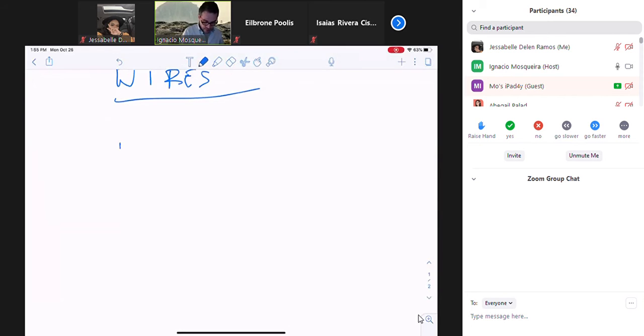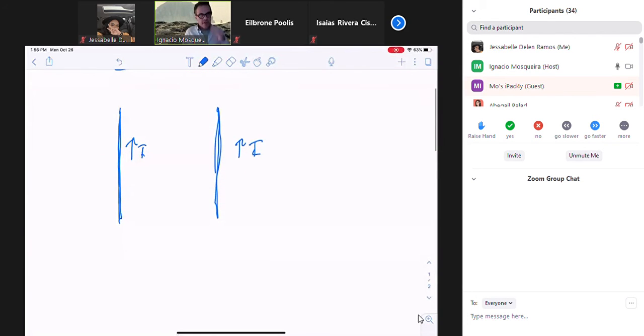Okay, so we have two wires side by side, and let's assume the currents are both in the same direction. Now, the first thing we have to do is figure out what direction the B field is. You have to be a little careful. Let's label everything properly.